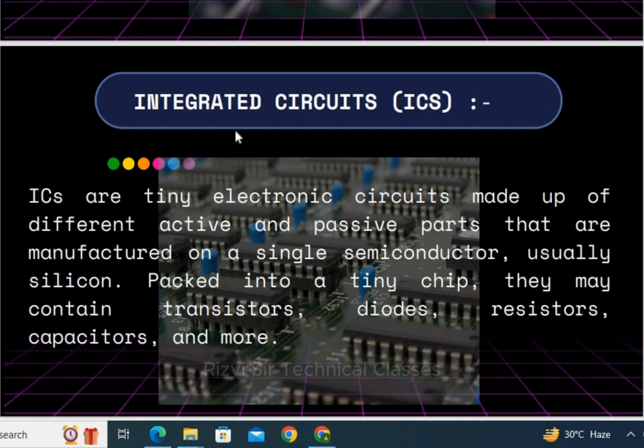And our next active component, which is very important, is called the IC, which stands for integrated circuit. What is an IC? An integrated circuit is an electronic circuit consisting of interconnected semiconductor components such as transistors, resistors, capacitors, and diodes. ICs are tiny electronic circuits packed on a small chip. They contain multiple components like transistors, resistors, and capacitors. ICs power our electronic devices, making them smaller, faster, and more efficient.